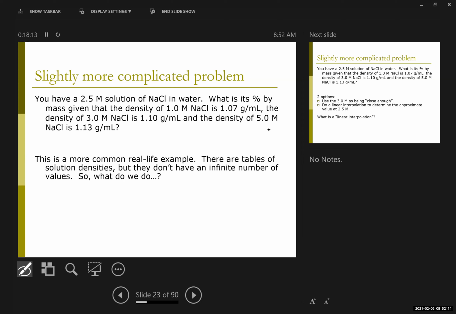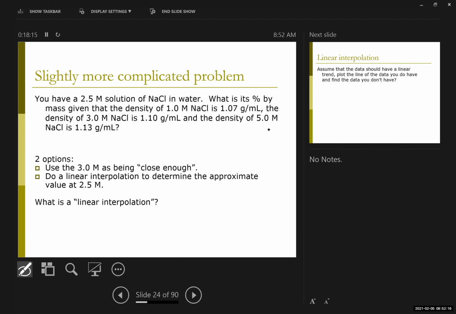And they differ in terms of the number of sig figs. My two options that give me the most sig figs is either pick the number close enough. You can see it's not changing that much as I go from 1 to 3 to 5, so 3 is pretty close to 2.5. That probably gives me 2 sig figs. If you look, all three of those densities I have are 1.1 to 2 sig figs. If I need a third sig fig, I can do what's known as a linear interpolation.